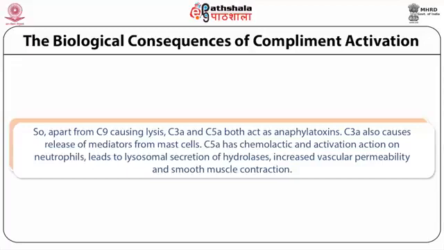C3a also causes release of mediators from mast cells. C5a has chemotactic and activation action on neutrophils. It also leads to lysosomal secretion of hydrolases, increased vascular permeability, and smooth muscle contraction. Hence, there are many biological consequences of complement activation.